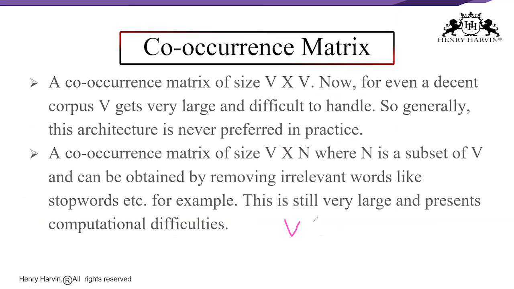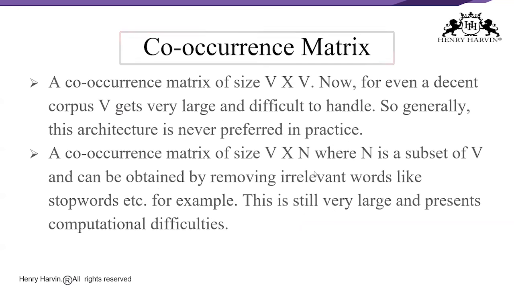The columns of the co-occurrence matrix form the context words. The first variation is a co-occurrence matrix of size V cross V. Now for even a decent corpus, V gets very large and difficult to handle, so this architecture is never preferred in practice. The second is a co-occurrence matrix of size V cross N, where N is a subset of V, obtained by removing irrelevant words like stop words. This is still very large and presents computational difficulties.